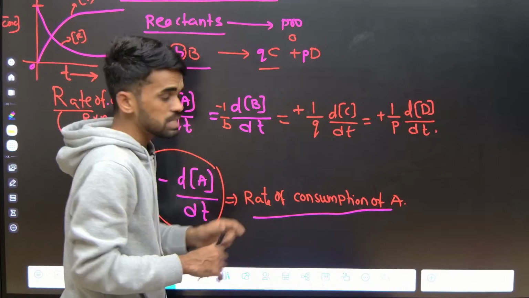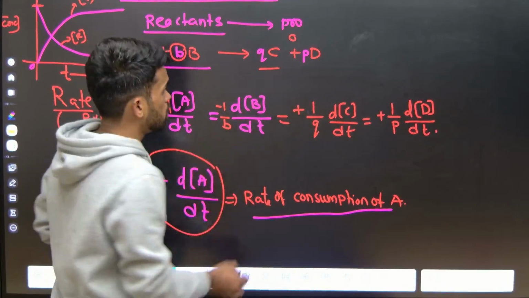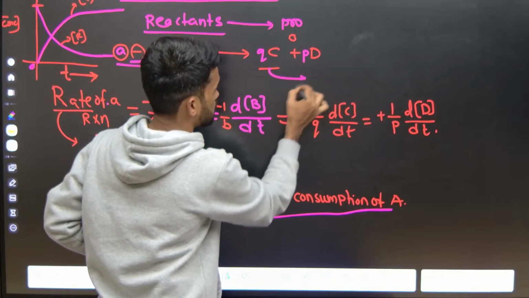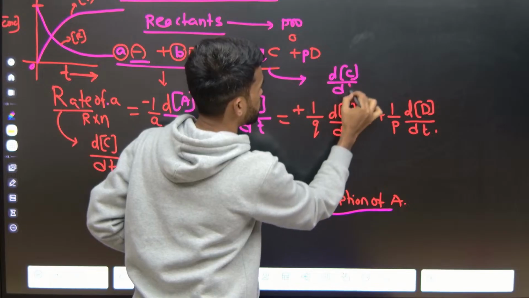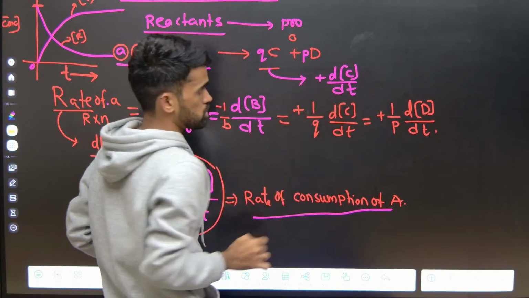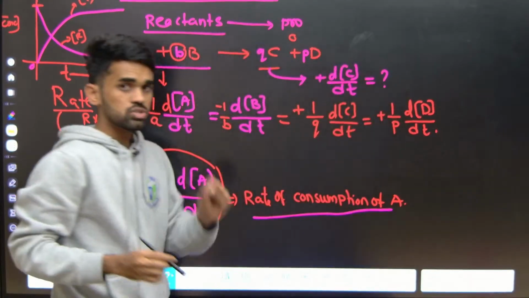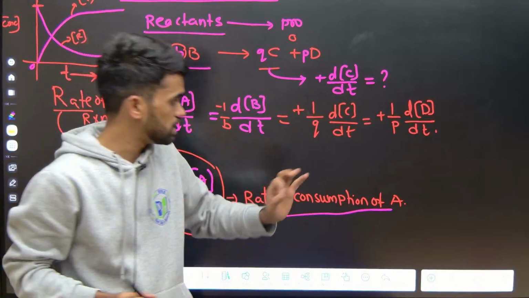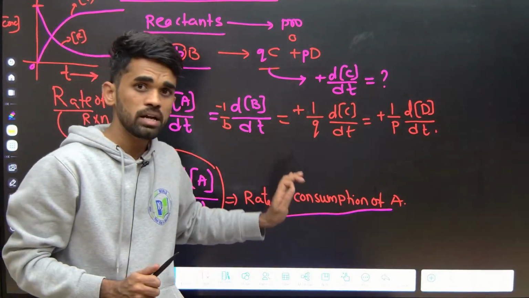Similarly, if I ask what is the rate of formation of C in this reaction, it means they are asking dC by dt. Rate of formation of C means you should write the formation of product as positive. So dC by dt you need to find in this reaction. Let us solve one or two questions on this, so that you will get more confidence and more clarity on this particular discussion, right?